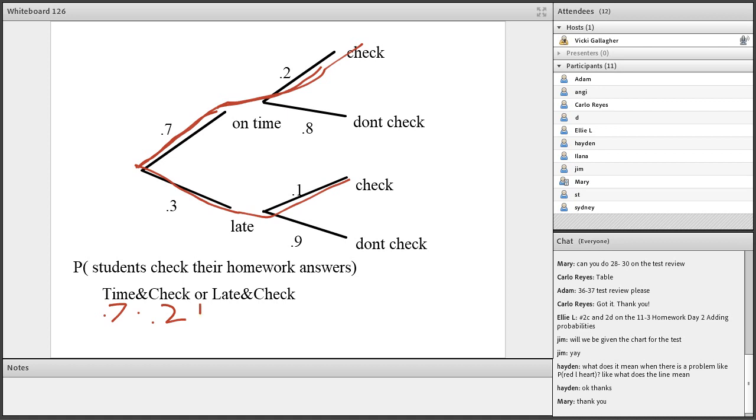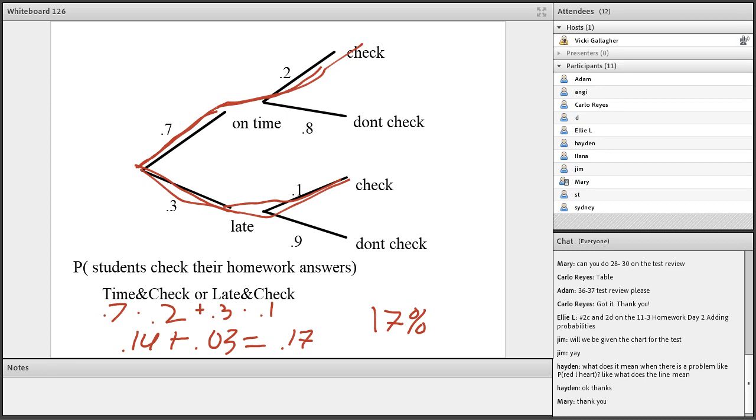Then I see the word or, so I'm going to add, and then I'm going to do my late people, which is 0.3, and then I see the word and, so I'm going to multiply, and then my late checking people is 0.1. So that's what I'm going to type into my calculator. And again, this is the type of work that your teachers want to see on your paper. So 0.7 times 0.2 is 0.14. And then 0.3 times 0.1 is 0.03. And 0.14 plus 0.03 is 0.17. Or if we're going to stay consistent, because the original problem did have everything written as percentages, we might want to change that back to a percentage, and that would be 17%. And so 17% is the answer to number 36.